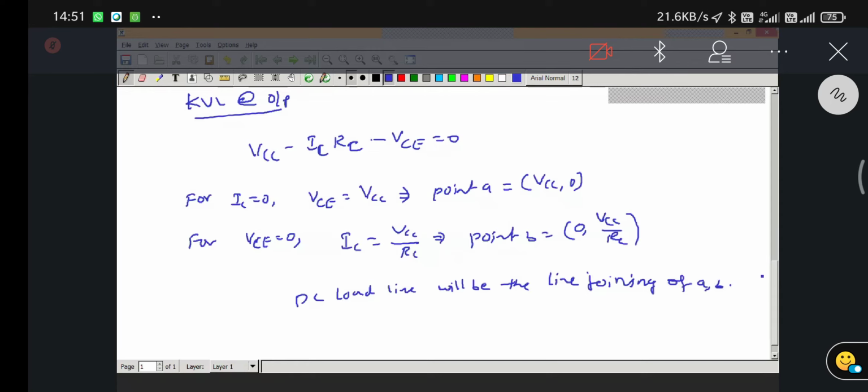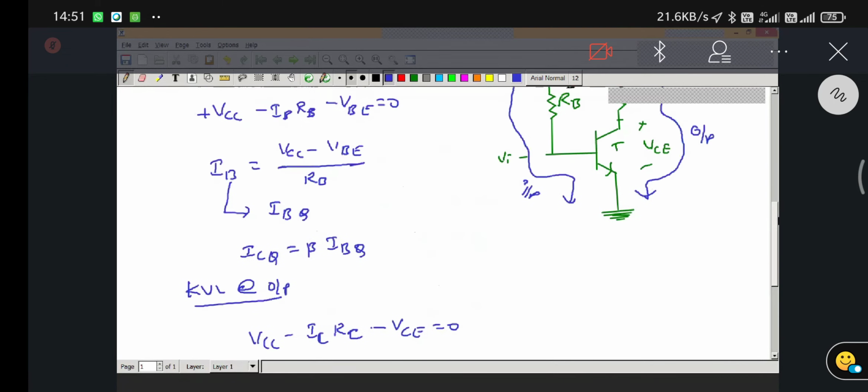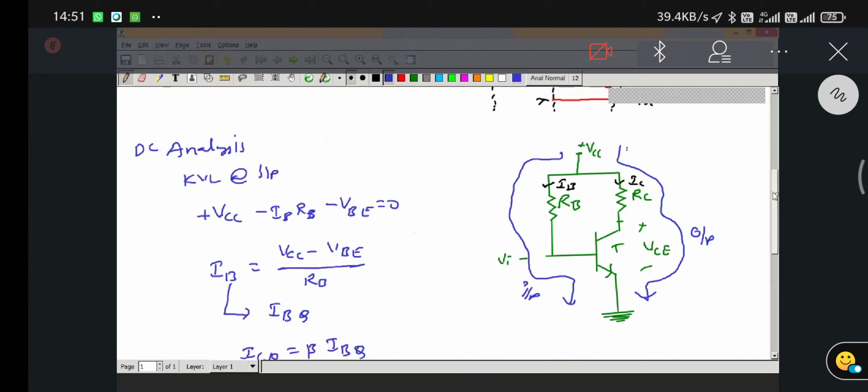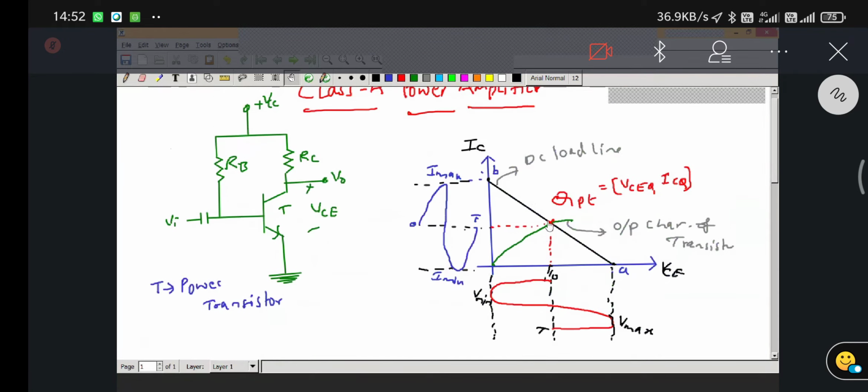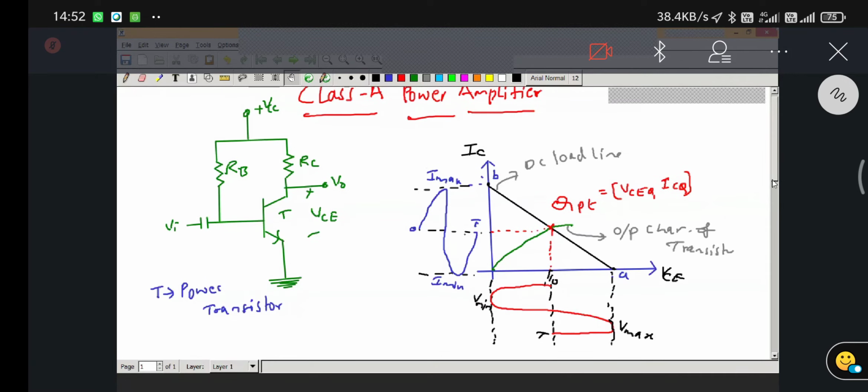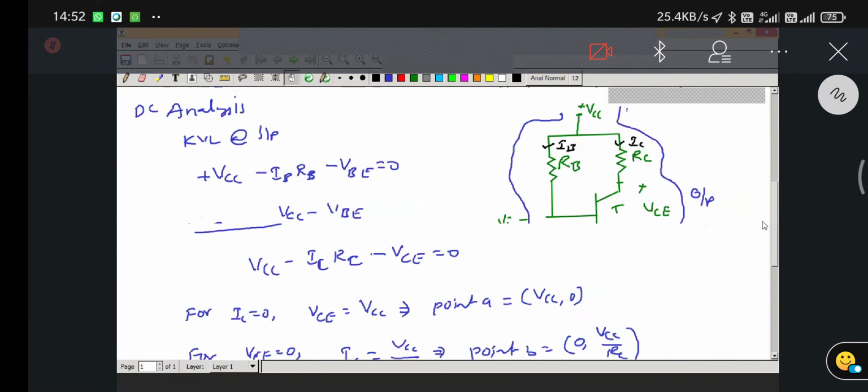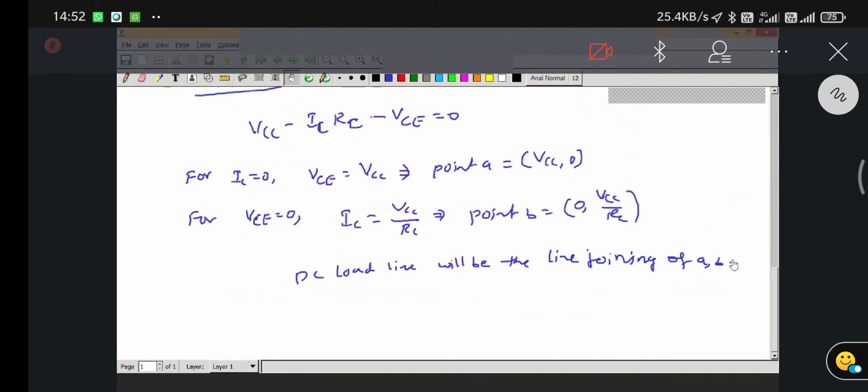So it is about finding the Q point. After doing the mathematical analysis, if you get this Q point in the middle of the DC load line, then we can say that the corresponding power amplifier is a class A power amplifier. Or else, if we do not get it in the middle of the DC load line, then it is not a class A power amplifier, right? So this is about finding the Q point and checking whether it is in the middle or not.